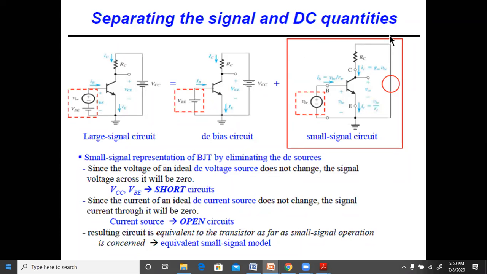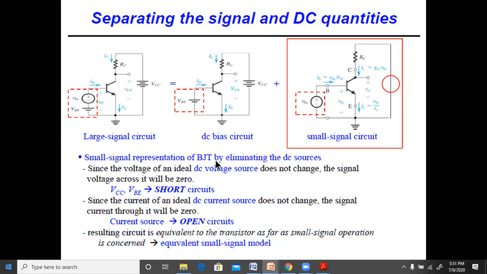So this becomes the small signal representation. Please remember that when we write this, both these DC voltages are shorted. DC voltages are shorted when we want to do the analysis, and if there are DC current sources, they have to be open circuited. In this circuit we don't have that, but in case we have a DC current source, then it should be open circuited.